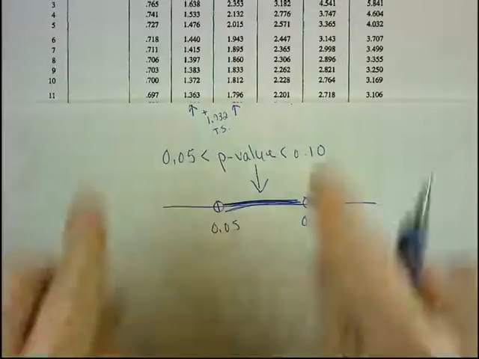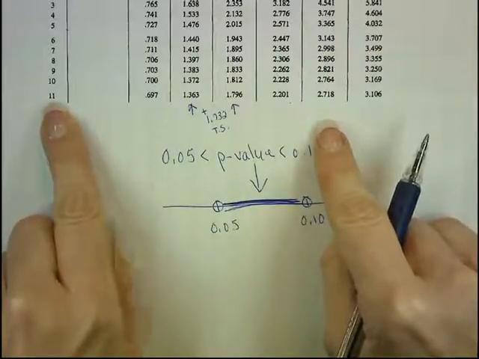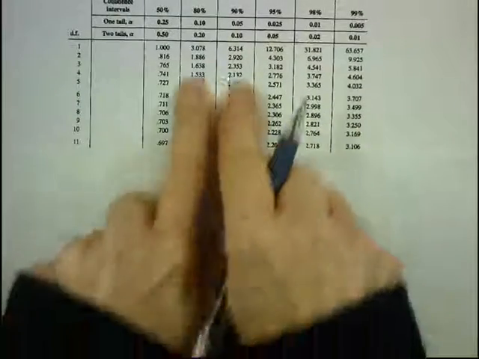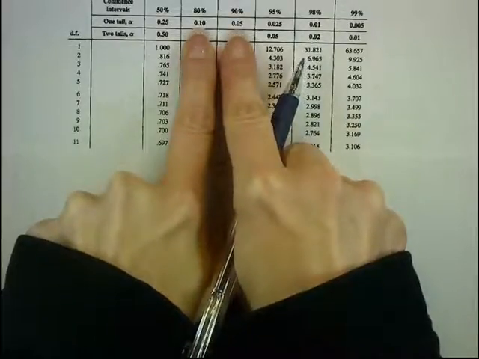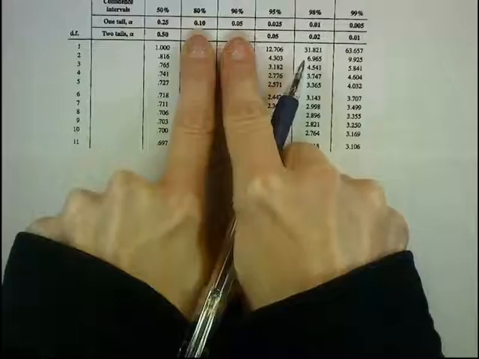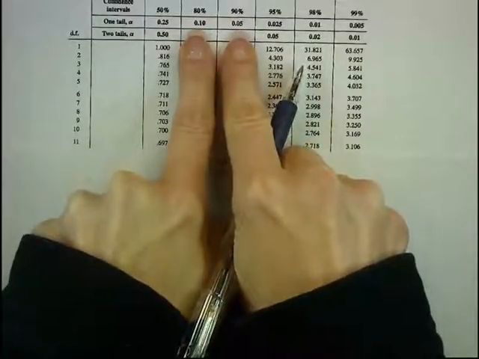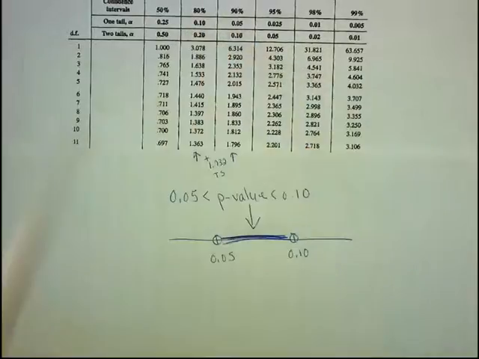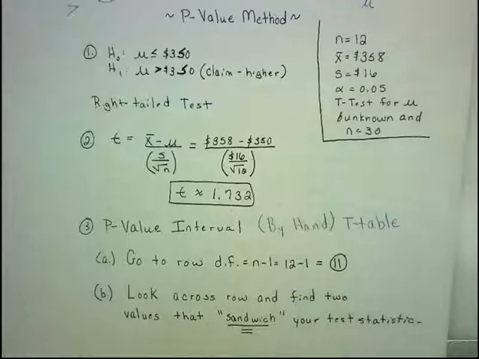So go to degrees of freedom. Sample size was 12, block off row 11. Find the two values in the row that sandwich your test statistic. Go to the appropriate either two-tail or one-tail; since it was a right-tailed t-test, bypass two-tail and go to one-tail. Cross fingers. Your p-value is between those two numbers, 0.05, 5%, and 10%. That's your process for finding the p-value interval.